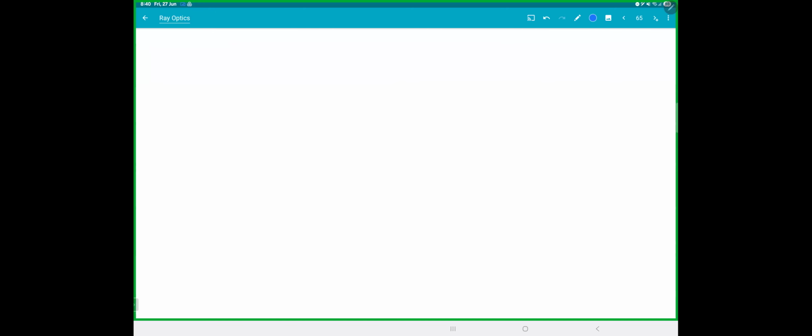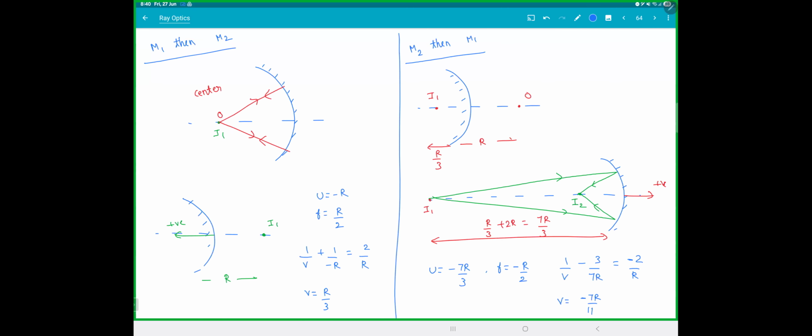All clear with this? There's nothing to think here. It is just brute force. You just have to apply the formula twice and you'll get the answer. This is one thing in ray optics that you'll notice. You will have a lot of things. You just have to apply the formulas and sign convention. You'll get the answers. All got this?